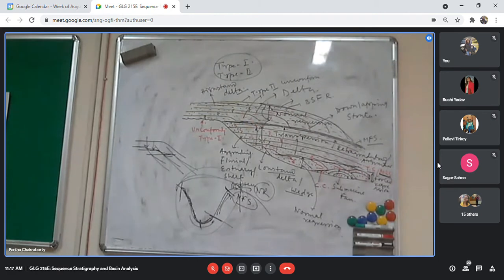Am I clear? Or is there anything you want to know in this? You actually have this board teaching and this is nothing. Even now you do not understand sequence stratigraphy. I am telling you, when you go to the field and try to do sequence stratigraphy, then you will understand that you do not know anything. So at least for passing the exam, if you can understand what is being told, that is enough.